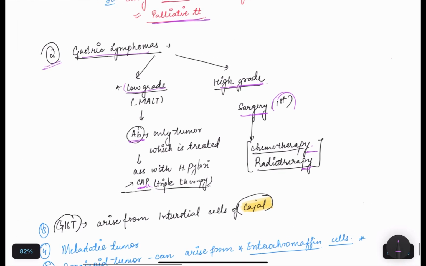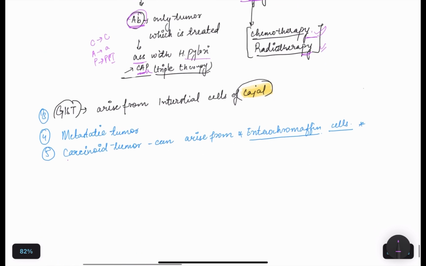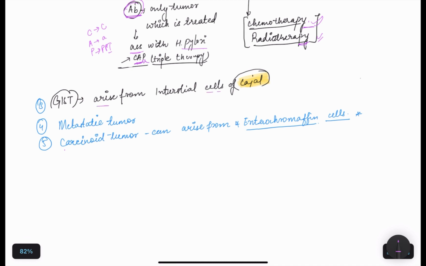Second is gastric lymphoma. Gastric lymphoma can be low grade or high grade. Low grade is called mild, and it is the only tumor treated with antibiotics because it is associated with H. pylori, and triple therapy is provided: clarithromycin, amoxicillin, and PPIs. In high grade, first we will treat with surgery, then chemotherapy, and then radiotherapy. Third is GIST, which arises from the interstitial cells of Cajal, a metastatic tumor, and carcinoid tumor, which can arise from the enterochromaffin cells.